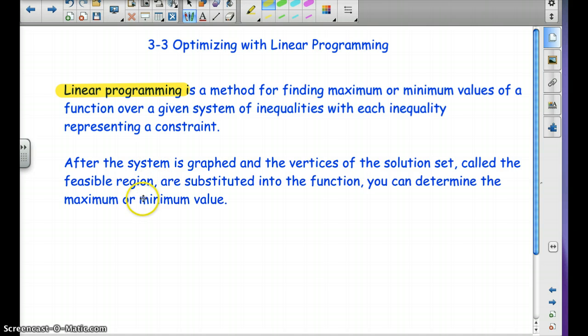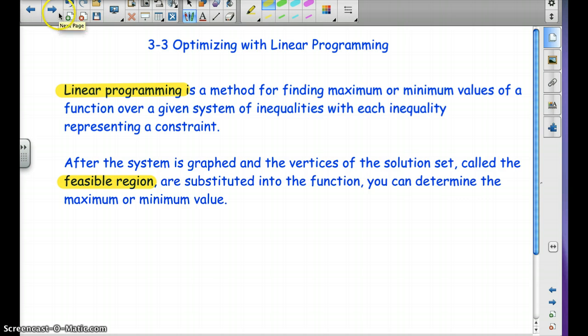Now, after the system is graphed and the vertices of the solution set, called the feasible region, are substituted into the function, you can determine the maximum and min value. So we're going to be doing some graphing. We're going to find those vertices and then we're going to plug them into this function. So lots of fun here.